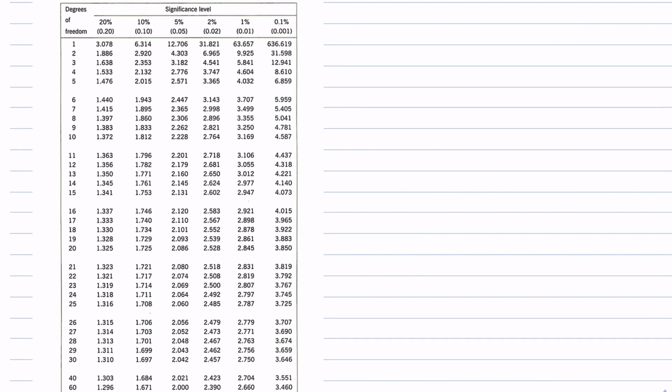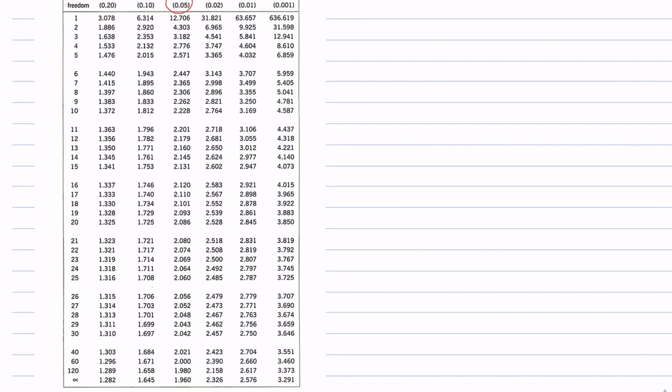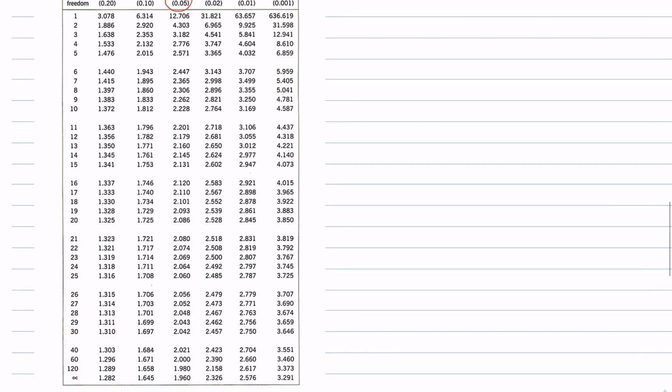So standard, unless otherwise stated, what you're looking for going across is the significance level of 5%, which is equivalent to a probability of 0.05 being wrong. And you're looking down for 28. So we look down and we find 28 right here. And so the point at which these two meet is 2.048.